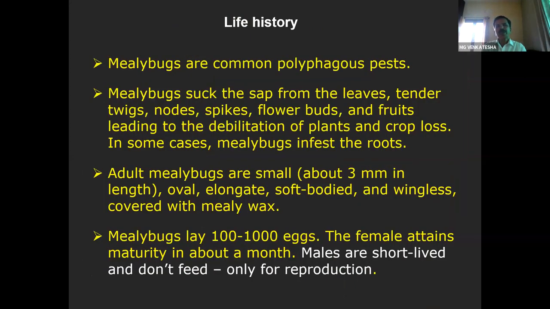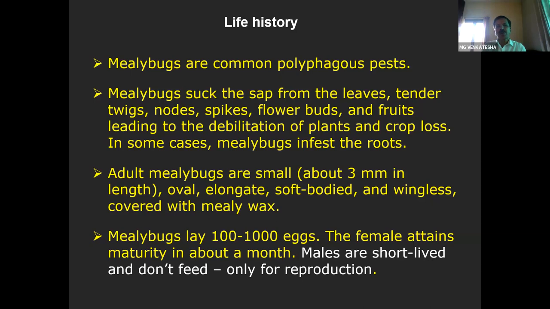So that's why mealybugs are common polyphagous pests. They attack any crops or any plants. Sometimes they first build up on a particular weed, and then they spread to main crops. They suck the sap, as the earlier speaker told. They suck the sap from the leaves, tender twigs, nodes, spikes, flower buds, fruits, or even sometimes roots. They infest the roots, and from there, when the weather is suitable, they appear on the plants. When the weather is not conducive, they stay in the root system, and when the weather is warm and humid, they appear on the plants from the root system.